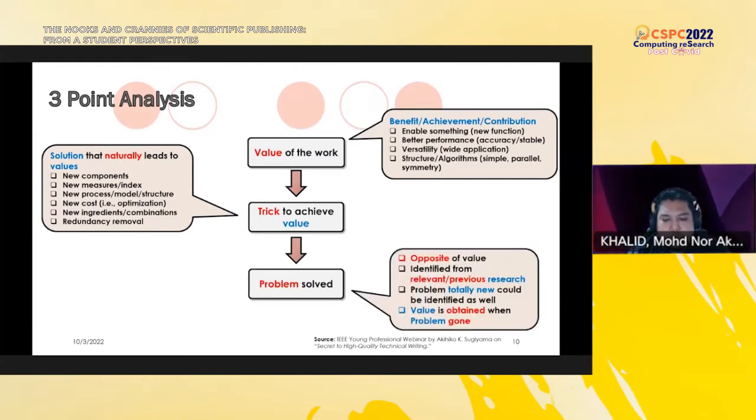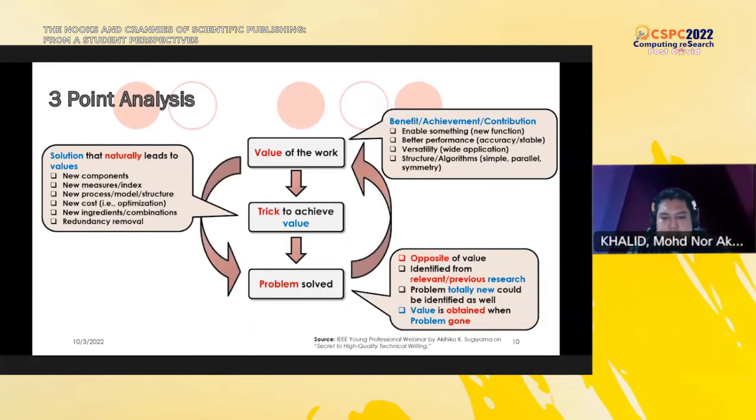And then from there, is the problem solved or not? So problem is actually the opposite of value. Usually problems are identified from previous research and very relevant research as well. For example, the work that is very close to yours is a good source for you to know what the problems in your domain are. And then a problem can be totally new as well. So value is obtained whenever the problem is gone.